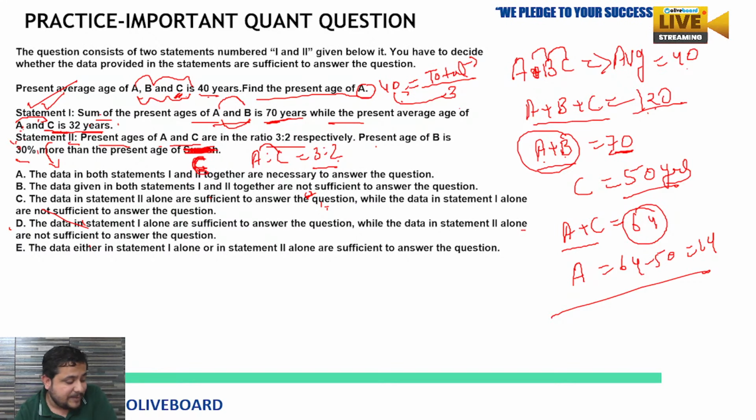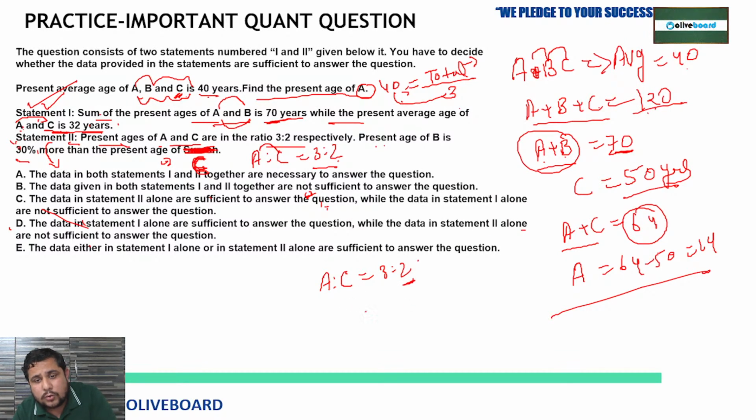Otherwise it will not be possible to solve. Okay, now this one is C, this is different. Okay, C. Present ages of A and C are in the ratio of 3 is to 2. So we know the ratio of A and C, that is 3 is to 2. Now, what is given? Present age of B is 30% more than the present age of C. So, present age of C in the ratio is what?